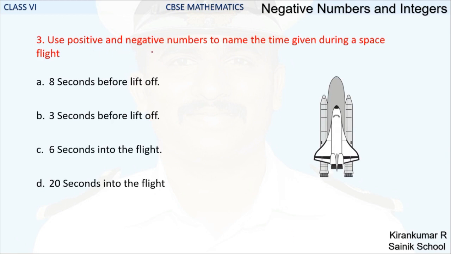Use positive and negative numbers to name the time given during a space flight. 8 seconds before flight liftoff is negative 8. 3 seconds before liftoff is negative 3. 6 seconds into flight is positive 6. 20 seconds into flight is positive 20, because the liftoff is considered as 0.